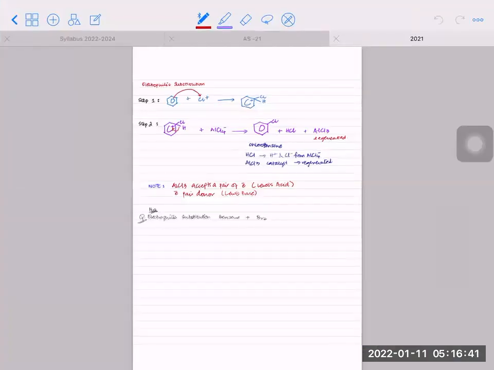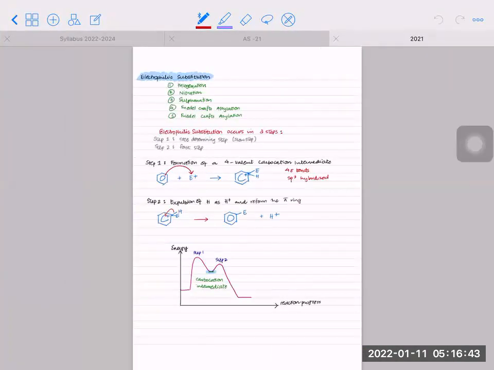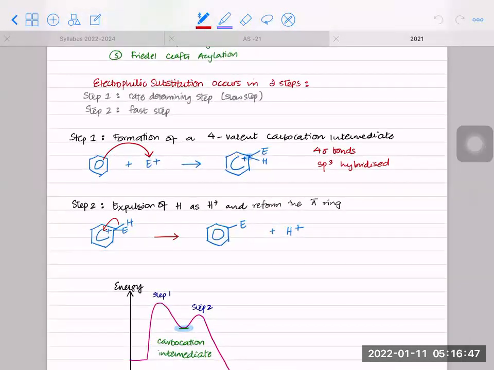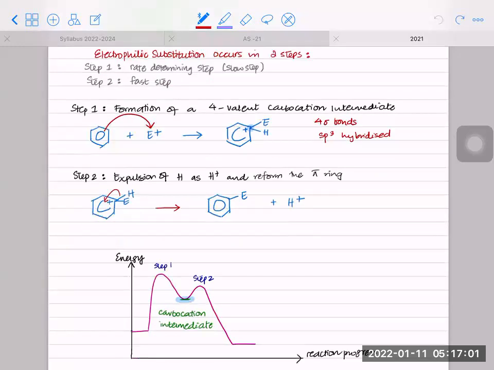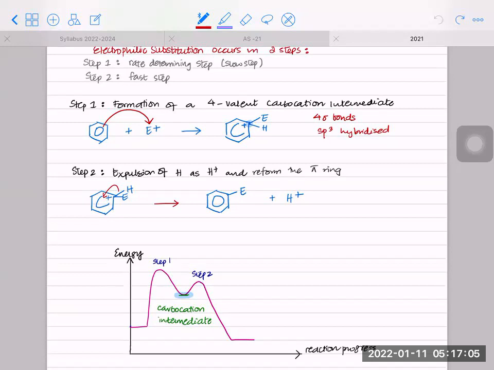Electrophilic substitution and free radical addition of benzene. I told you the mechanism of electrophilic substitution, where first the electrophile attacks the benzene pi ring and makes a 4-valent carbocation intermediate. I told you why this is called 4-valent, because the carbon has 4 bonds and is sp3 hybridized. Then in the next step, there is expulsion of H as H plus, and the pi ring is reformed. This happens in 2 steps, therefore you will see 2 bumps in the energy profile diagram.